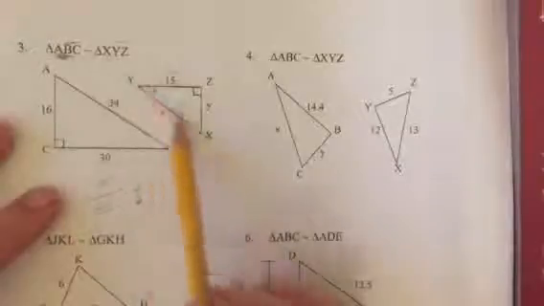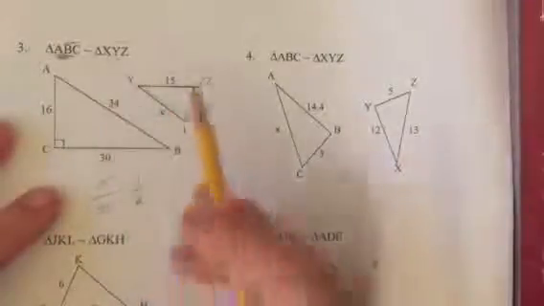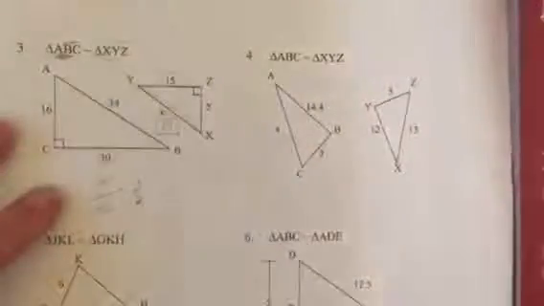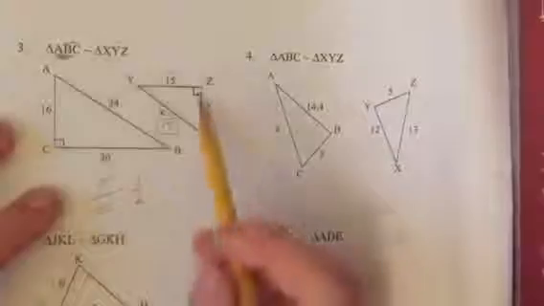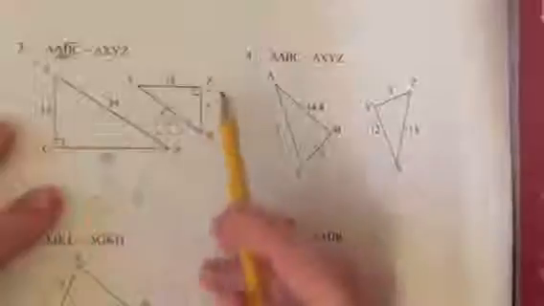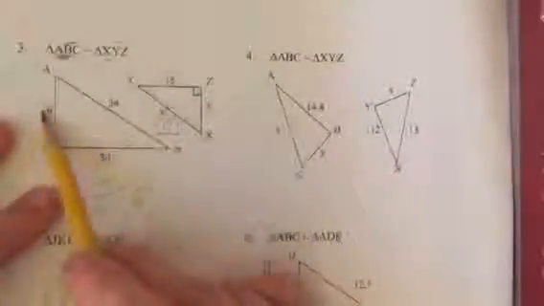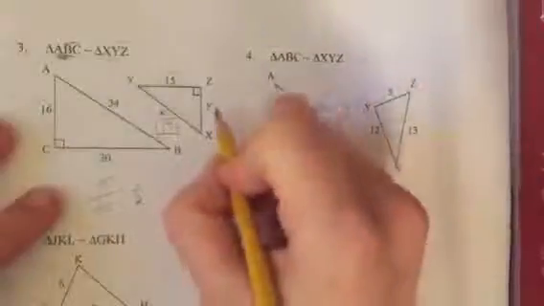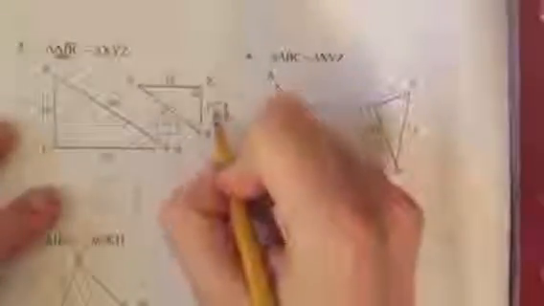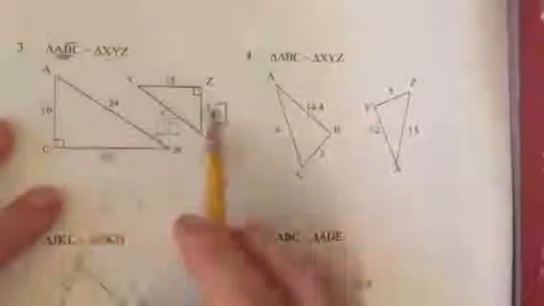34 matches up with X, so I better take 1/2 of 34, so that means X equals 17. And 16 matches up with this, AC corresponds to XZ. So I need to take 1/2 of 16 to get Y, and that's 8. So I use this scale factor of 1/2 to get myself there.